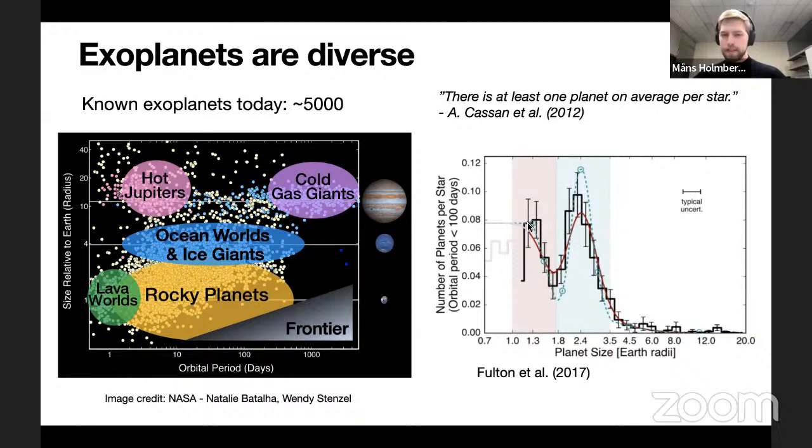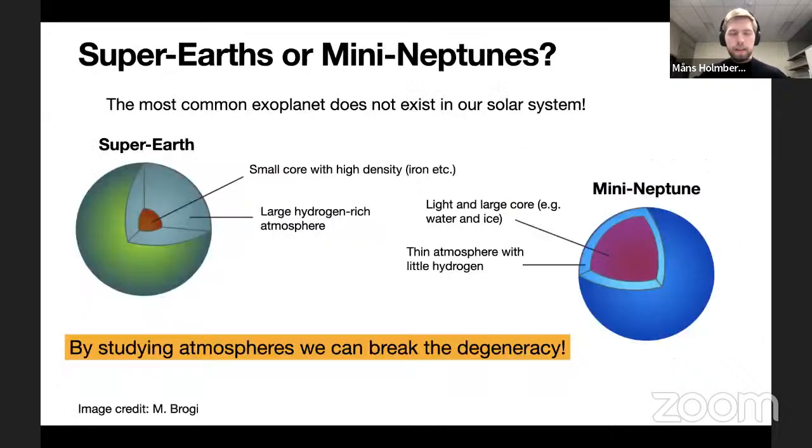We seem to have two peaks, one at rocky planets, and one at 2.5 times the size of Earth in radii. And the interesting thing is that we don't have any of these planets in the solar system. We don't know what they are, which is very intriguing. So are they super Earths or are they mini-Neptunes? We don't know because we don't have them in our solar system. We can only model them and try to find out what they are.